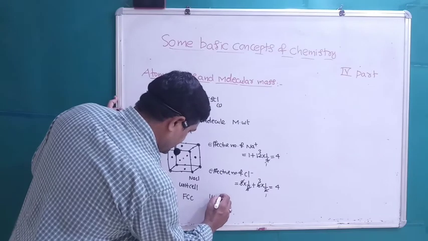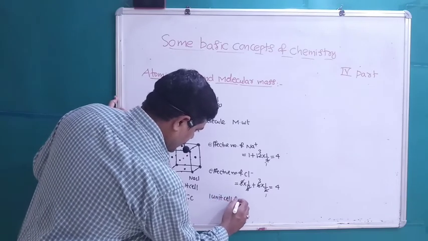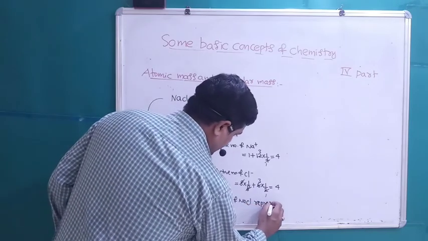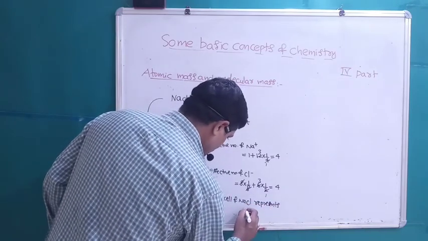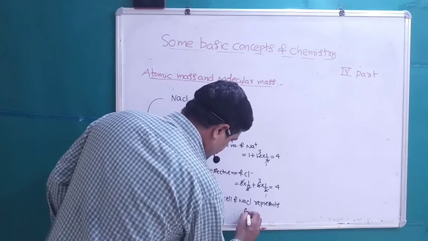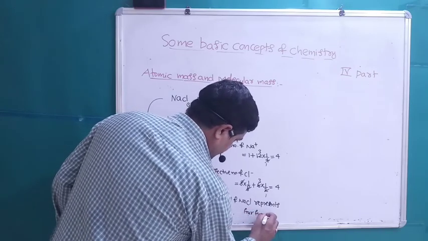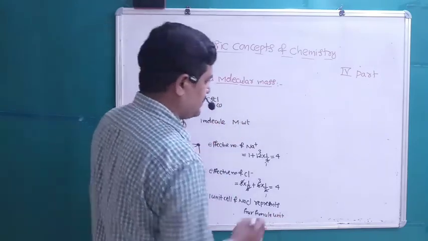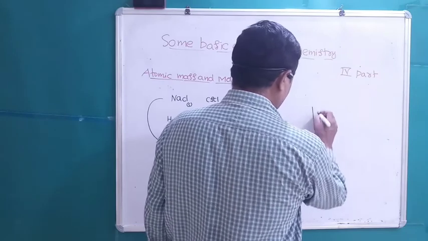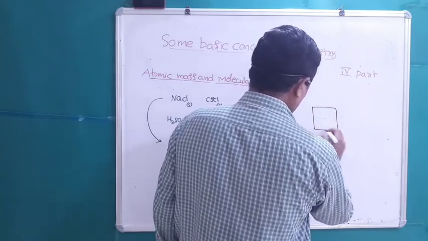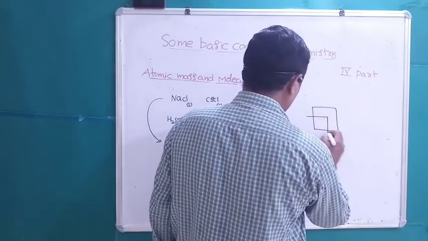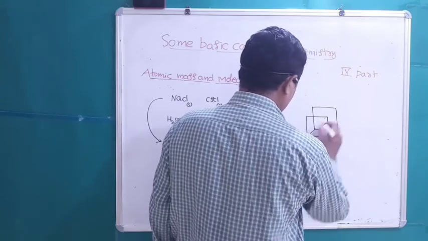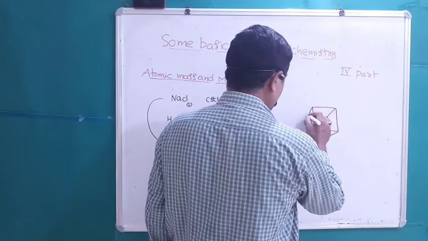One unit cell of NaCl represents 4 formula units. Whereas when we take CsCl, which has a BCC structure, one unit cell represents only 1 formula unit.